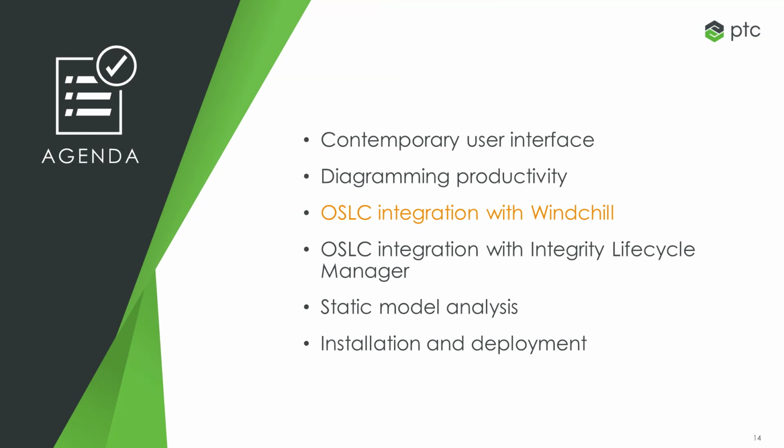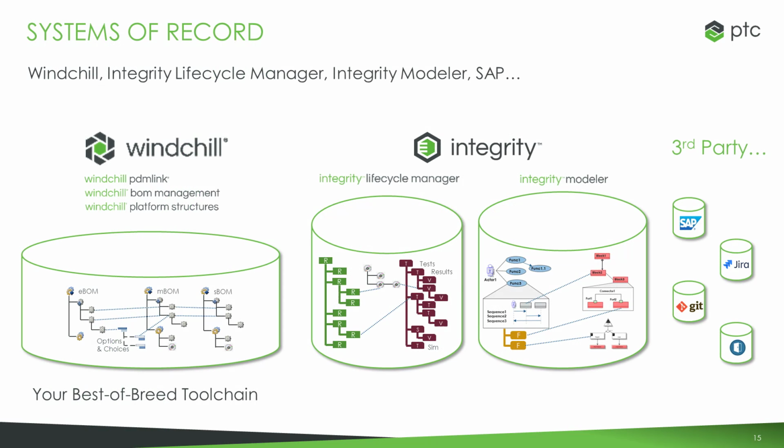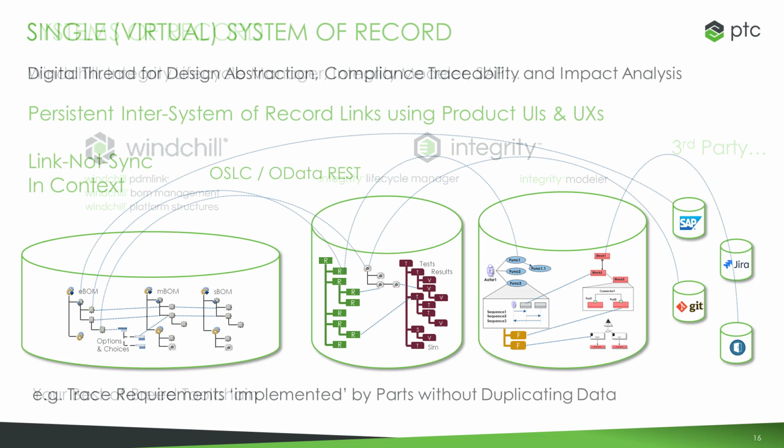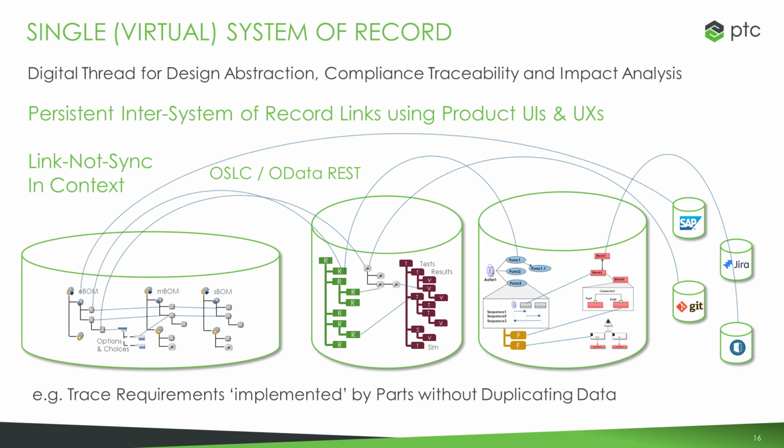Now let's move on and take a look at the new OSLC integration with Windchill. The primary problem that we're solving here is that when you select your best-of-breed toolchain, you'll probably end up with a number of siloed databases. And the key is that you need to link them together. There are lots of reasons why you need these links.